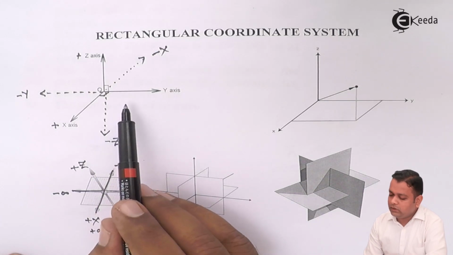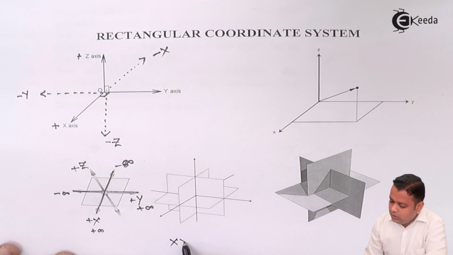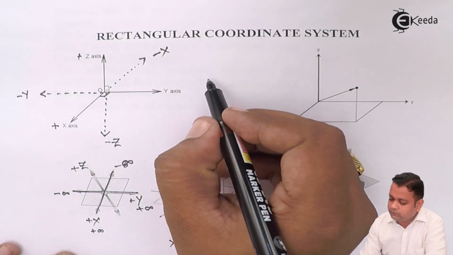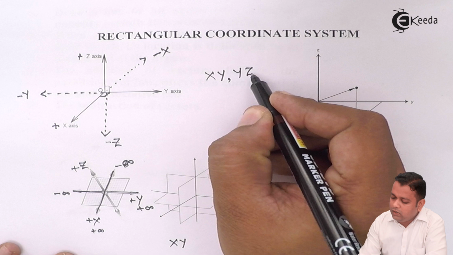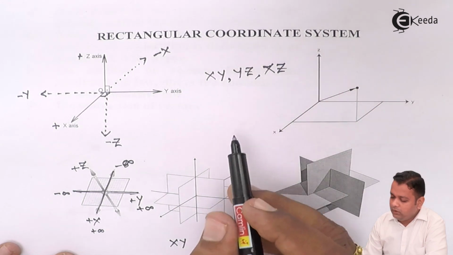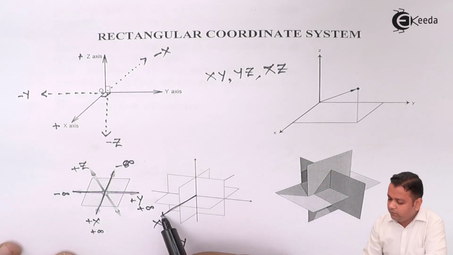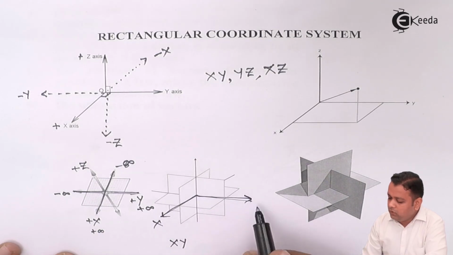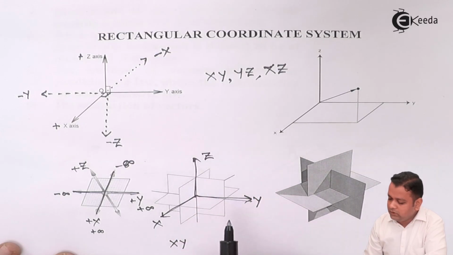In other words, the references can be talked about as the xy plane, yz plane and xz plane. Let us see in this diagram. If this is the x-axis, this is the y-axis and this one the z-axis.